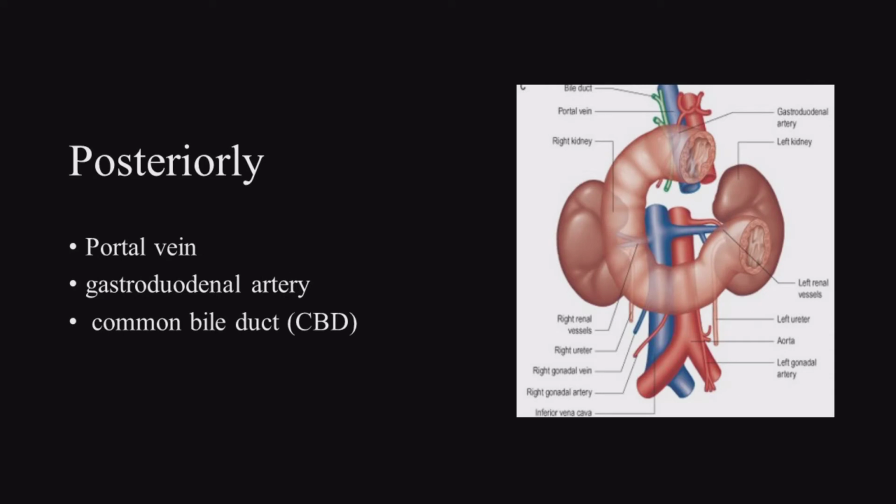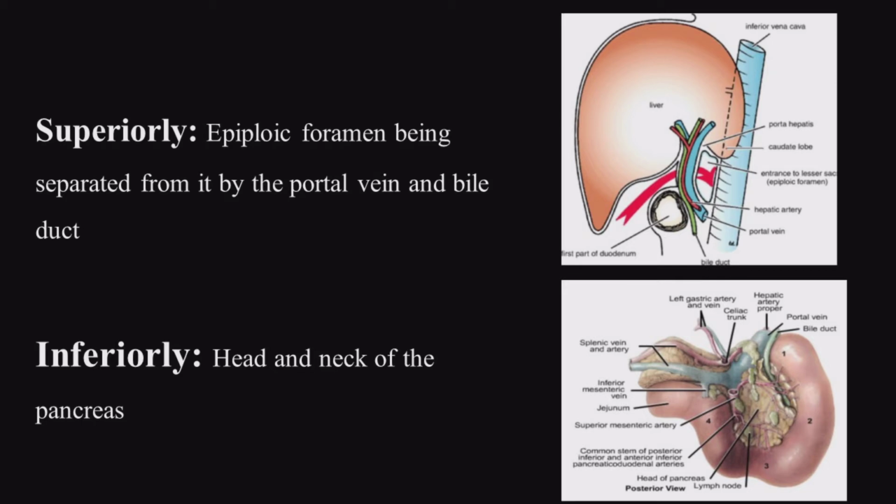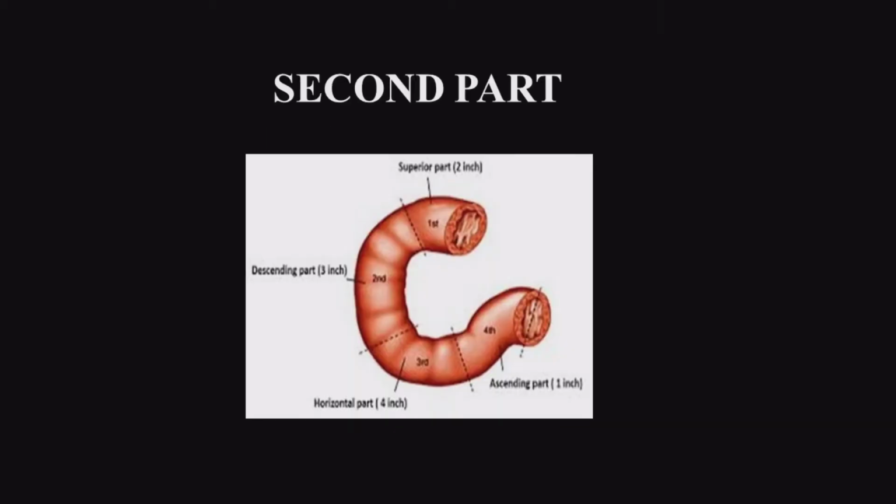Relations. Anteriorly, the first part of the duodenum is related with the quadrate lobe of the liver and gallbladder. Posteriorly, it is related with the portal vein, gastroduodenal artery and common bile duct. Superiorly, it is related with the epiploic foramen, being separated from it by the portal vein and bile duct. Inferiorly, the first part of the duodenum is related with the head and neck of the pancreas.